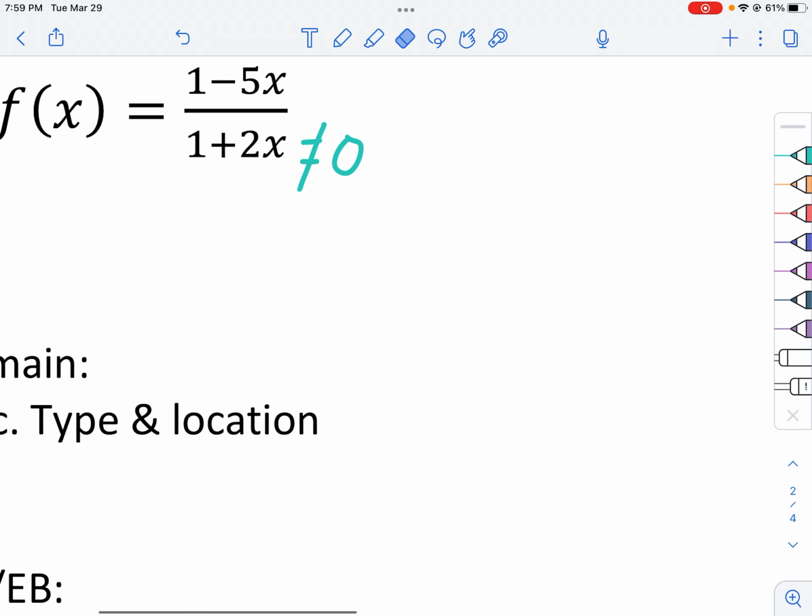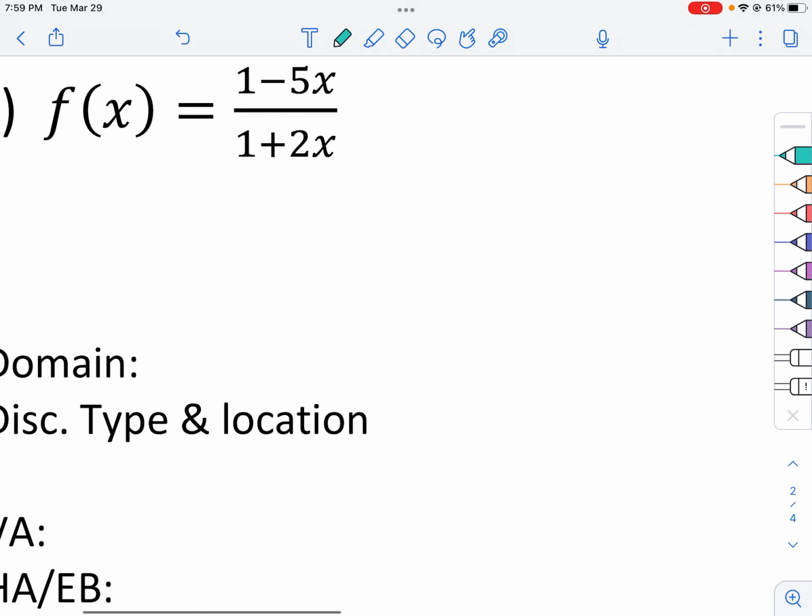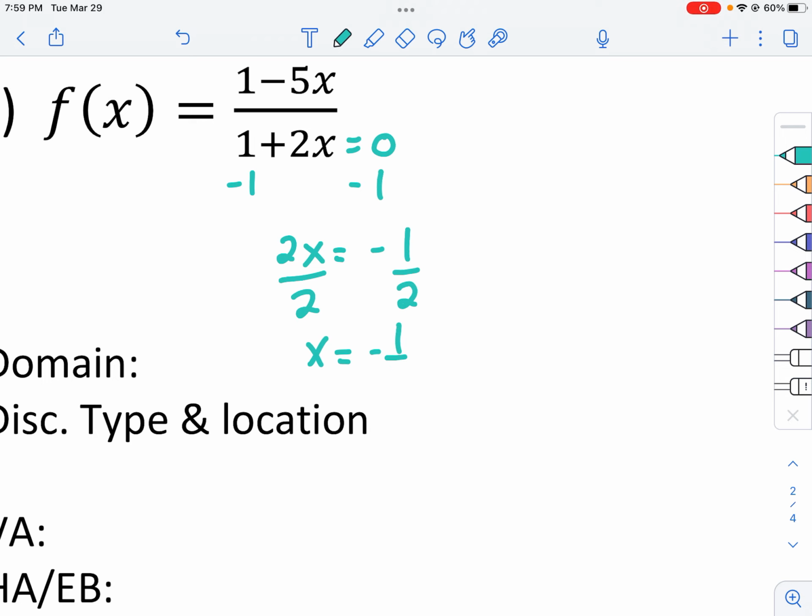So what you need to do to find all of those first three items is set the bottom equal to 0, and solve for x. What this does effectively is show us what x value makes the denominator 0. So in this case, we get x equals -1/2 would make this equation 0.